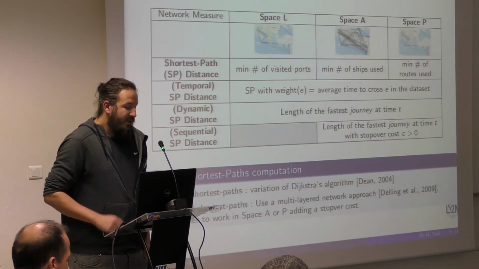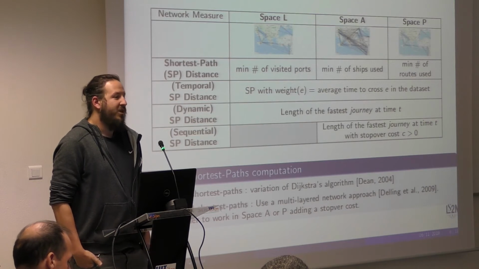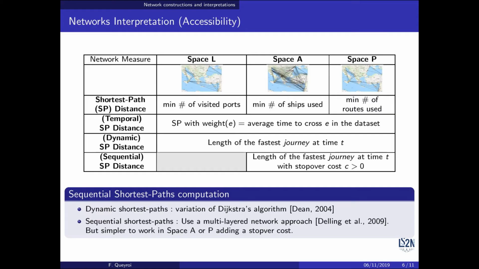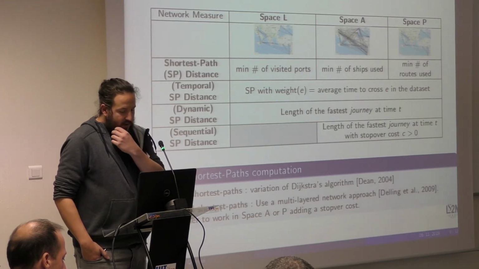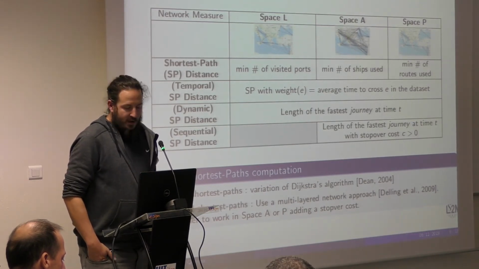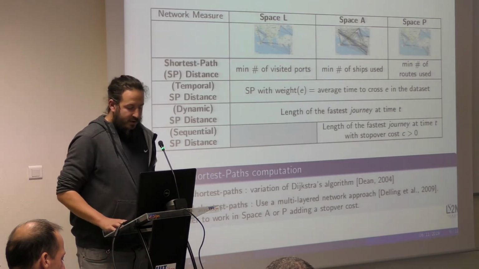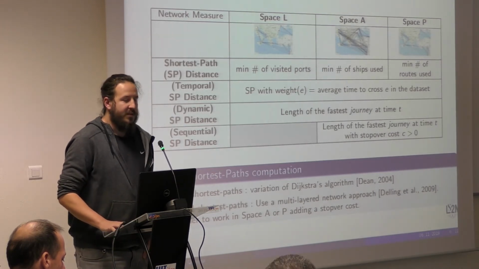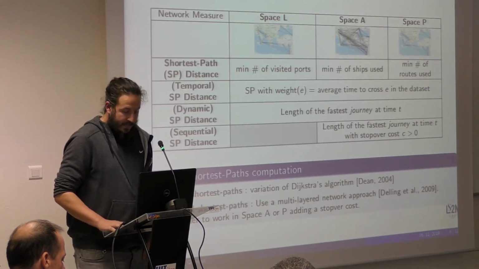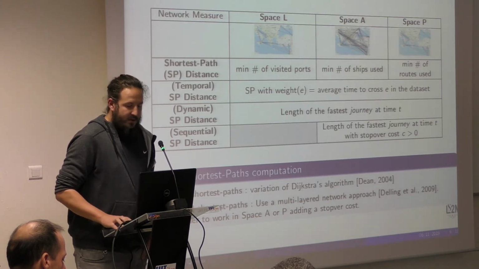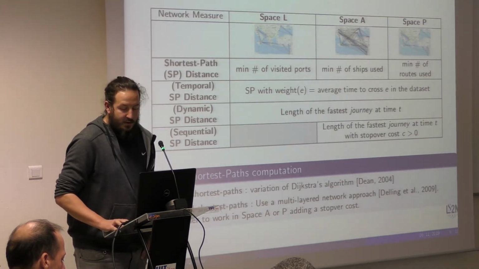So we could actually represent the network as a multi-layer network, where each ship movement represents a layer, and there is a cost to the change of layer. But we can show that this can be done in an easier way by simply adding a cost to every internal node in a path, when working in space A or P.